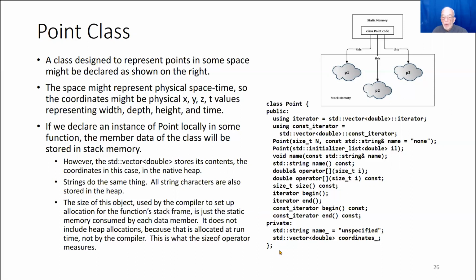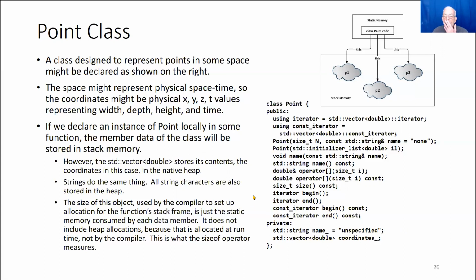The reason it works that way is that the compiler needs the size of that static control stuff for string and for vector in order to lay out the code. When it's laying out the code for the point class, it needs to know that static allocation. But the dynamic allocations, the character space for the name and the coordinate space for the vector, are defined at runtime. The compiler has nothing to do with that. And so sizeof measures what the compiler needs to lay out its code.